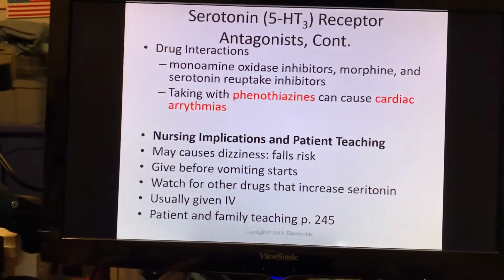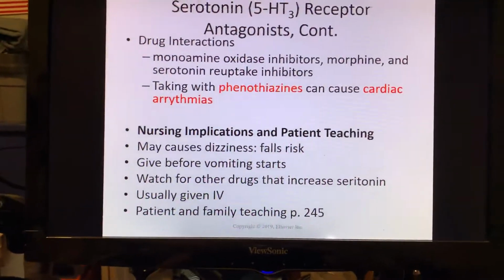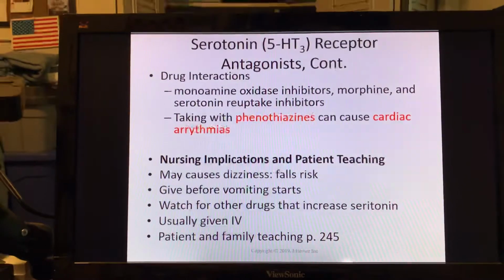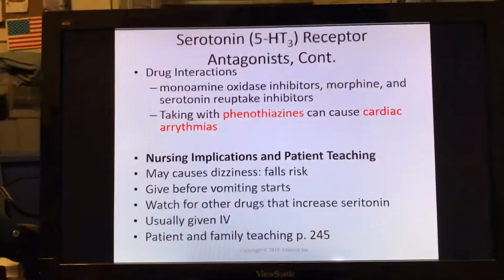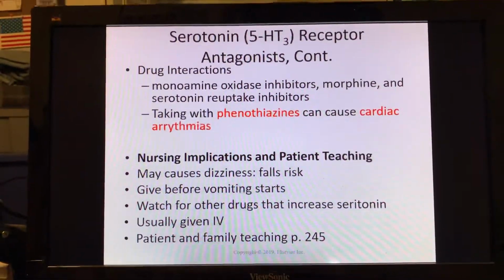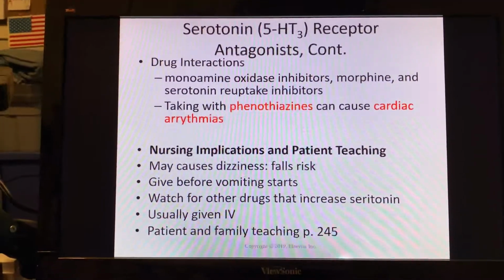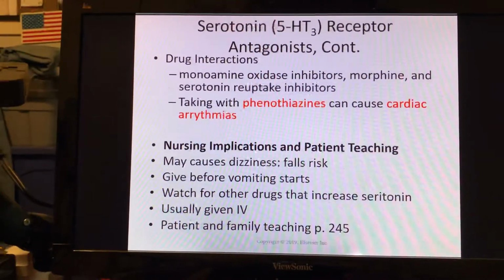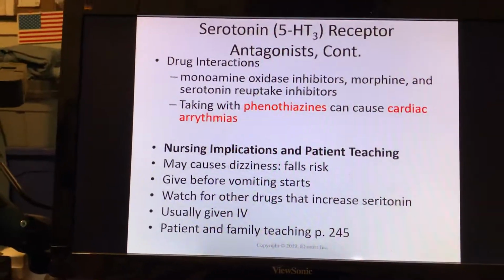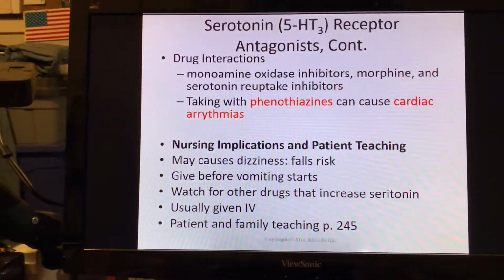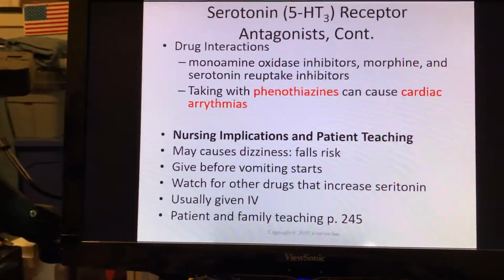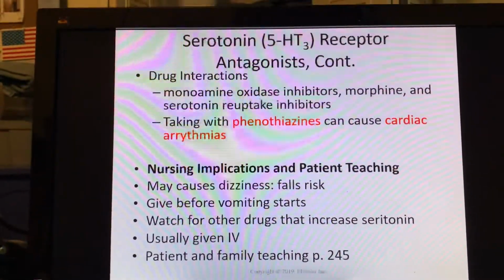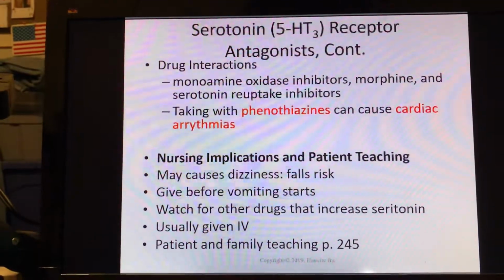Interactions with serotonin receptor antagonists, we've got the MAOIs, which we remember, they interact with everything. Morphine, because morphine increases the amount of serotonin available. That's part of its effect. And then serotonin reuptake inhibitors like Prozac can interact with receptor antagonists. If you take Zofran with a phenothiazine such as Phenergan, you can cause cardiac arrhythmias. Notice this is in red, so, you know, this could be seen again, possibly, just saying.